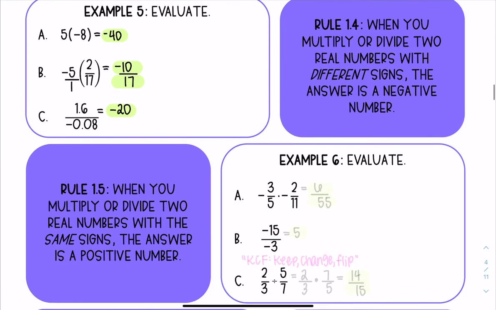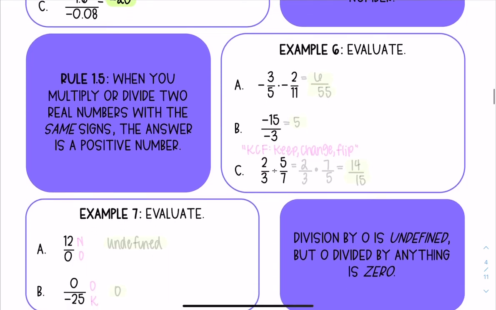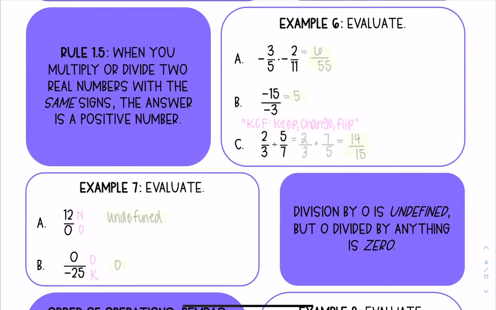Rule 1.5 says that when you multiply or divide two real numbers with the same signs, then you will get a positive number for your answer. So two negatives gives me a positive, and two positives gives me a positive. So we have multiplication of fractions again. Negative 3/5 times negative 2 over 11. So multiplying across the top, 3 times 2, that's going to give me 6. And then 5 times 11 gives me 55.